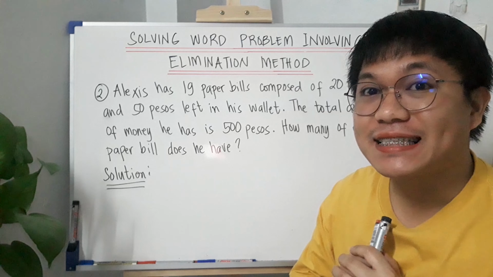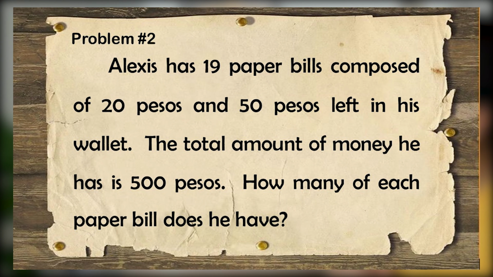Let's take a look at our example number 2. Alexis has 19 paper bills composed of 20 pesos and 50 pesos left in his wallet. The total amount of money he has is 500 pesos. How many of each paper bill does he have?